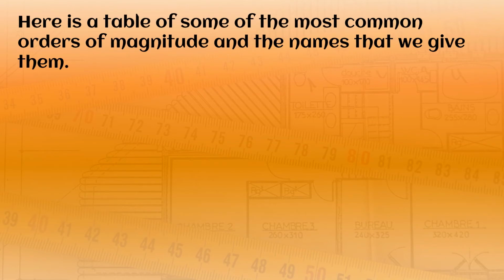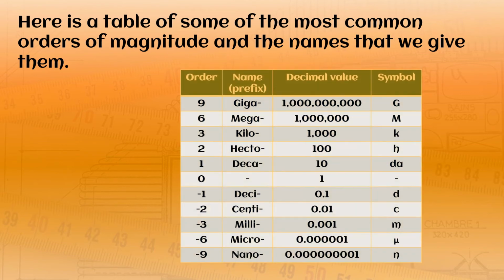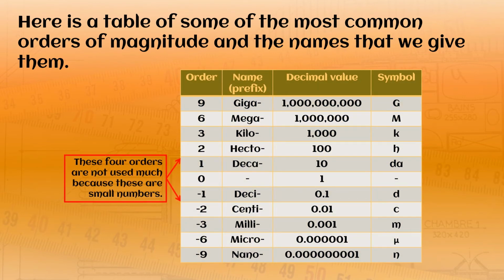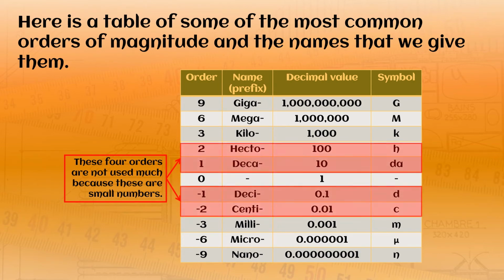So here is a table of some of the most common orders of magnitude and the names that we give them. You can see that the ones near to 1 are not used very much because they are such small numbers, although we do use centimeters. But then above that you can see kilo, like kilogram or kilometer. Gigabytes on your computer, although many of you are probably up to terabytes now.